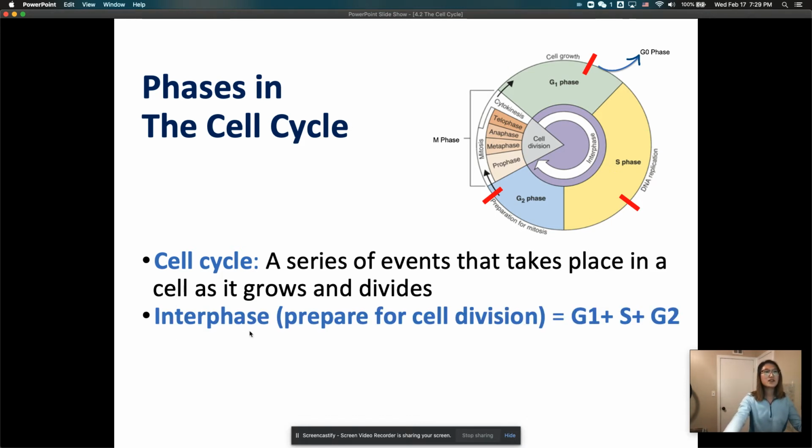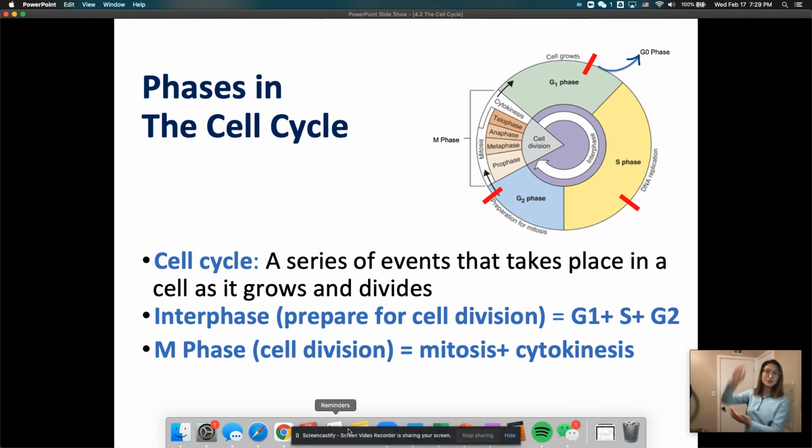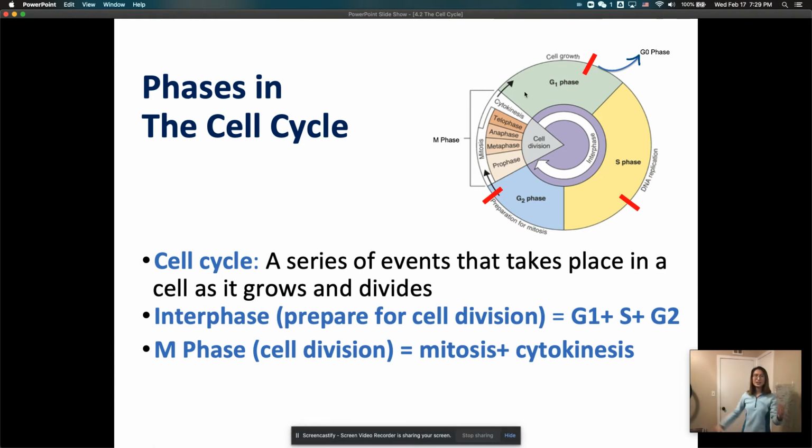As I've said, the interphase is our preparation for cell division, and there are three parts to it. There's the G1, S, and G2. Make sure you write this down. And as you can see, once again, this takes up a lot more time than the actual cell division process, right? The M phase is our actual cell division, and there are two parts to it. We got mitosis and we got cytokinesis.